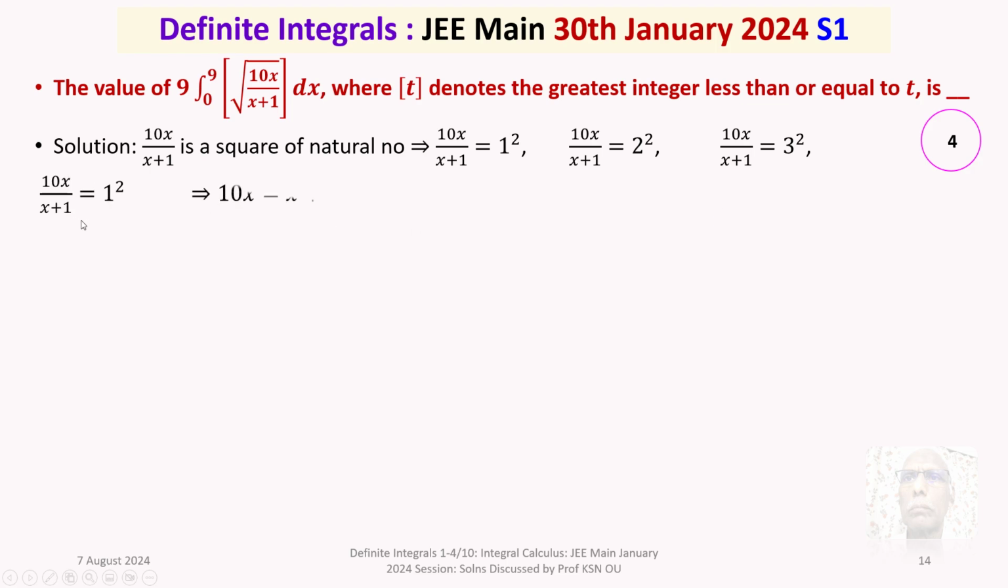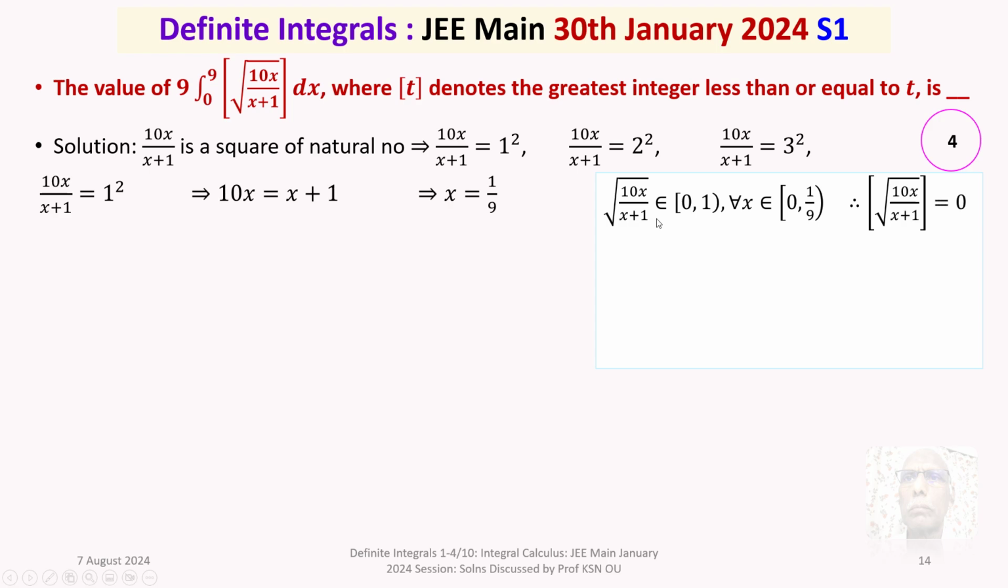Right. 10x by (x plus 1) is equal to 1 square. That will imply 10x is equal to x plus 1. That will imply x is equal to 1 by 9. So the value of the square root of 10x by (x plus 1) will lie in the semi-closed interval 0 to 1 for all x belongs to the semi-closed interval 0 to 1 by 9. Therefore, the bracket of the square root of 10x by (x plus 1) in this interval is 0.